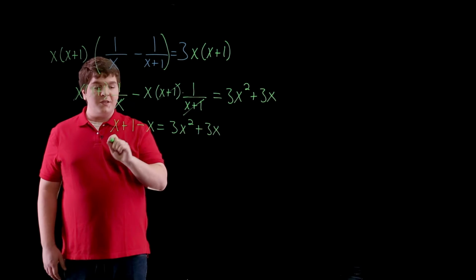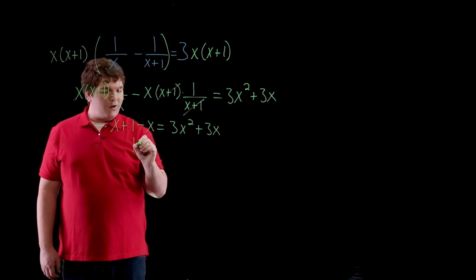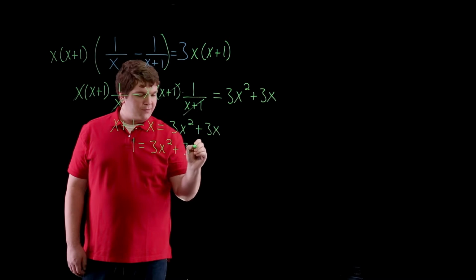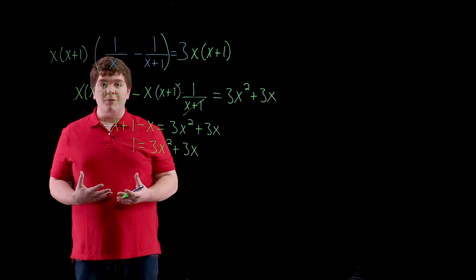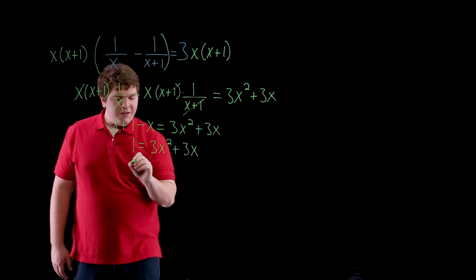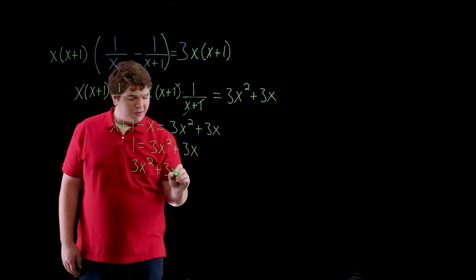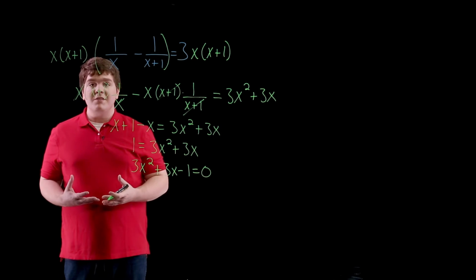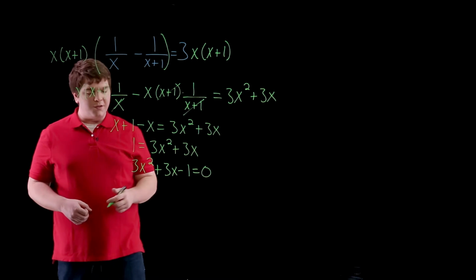And on the left-hand side, since we have an x and a minus x, they will cancel with each other, leaving us with 1 is equal to 3x squared plus 3x. So since this is a quadratic, we'll want the equation to be set equal to 0, and we'll obtain that by subtracting 1 from each side of the equation, which leaves us with 3x squared plus 3x minus 1 equals 0. Now, since this equation does not factor nicely, we'll use the quadratic formula to find our solutions.